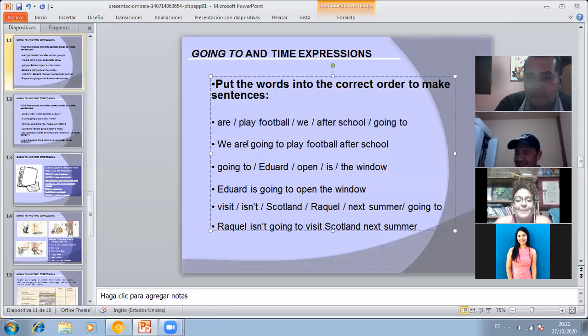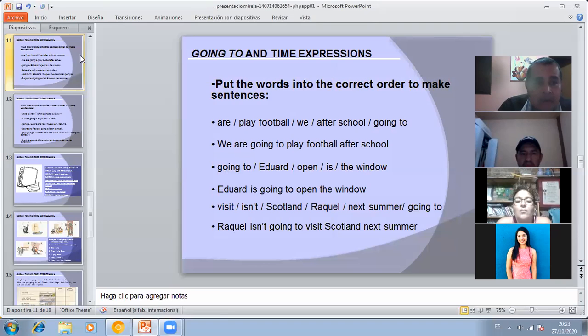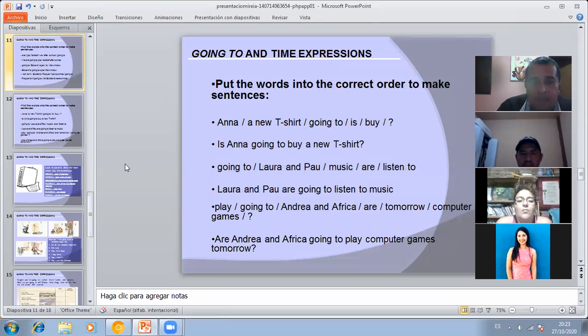What is the correct sequence for the number two? Observe, please. Okay, Eduardo. Eduardo is going to open the window. Okay, Eva is going to open the window. And here, in the last exercise, we have more words. Okay, Rachel isn't going to visit Scotland next summer. So you see, the time expression is at the end of the sentence. Next summer in this case. All right, now let's continue with more exercises here.